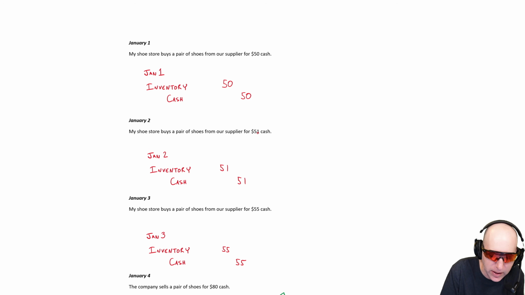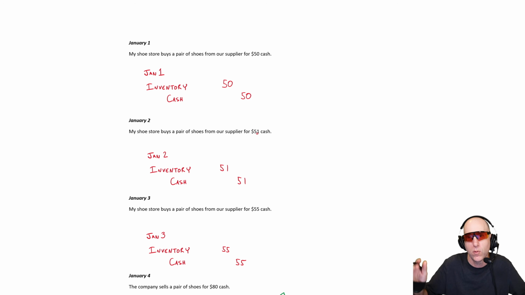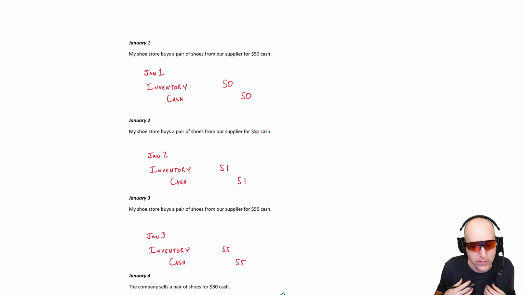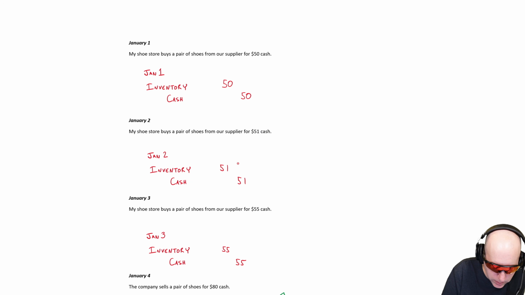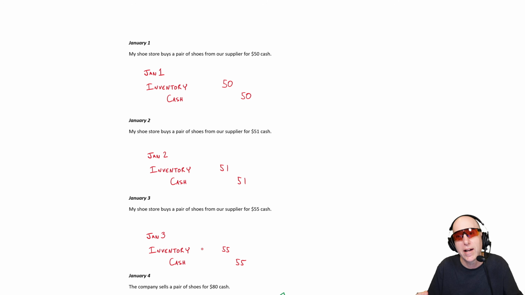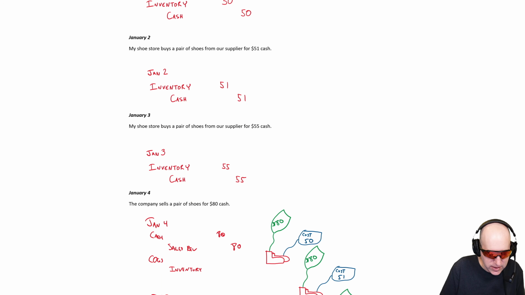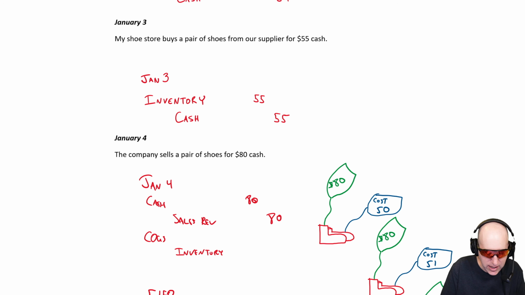Anyway, they buy a second pair of shoes, same shoes, right? Nike Air or whatever, for $51. They're going to sell it to us for $80 or $90 or $100, whatever, but they buy it for $50. So they buy this pair for $51, debit inventory, credit cash $51, and then they buy a third pair for $55 cash, debit inventory, credit cash for $55. Now they turn around and sell the shoes for $80 cash.